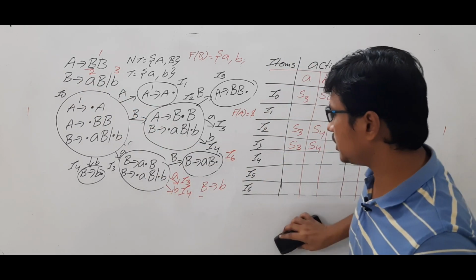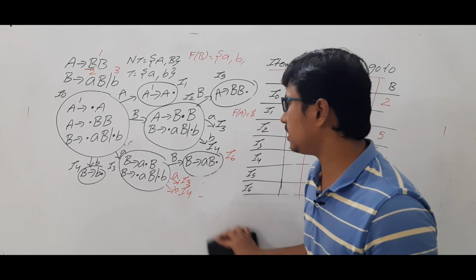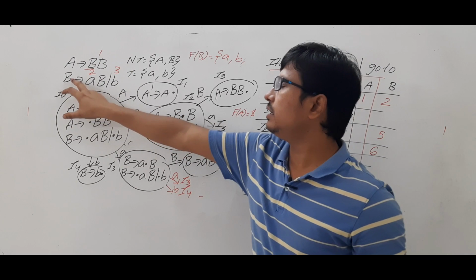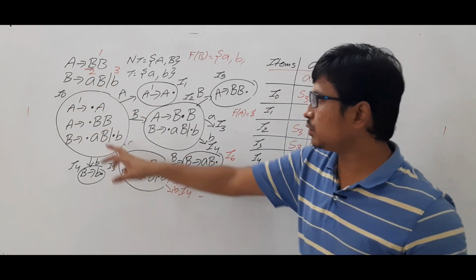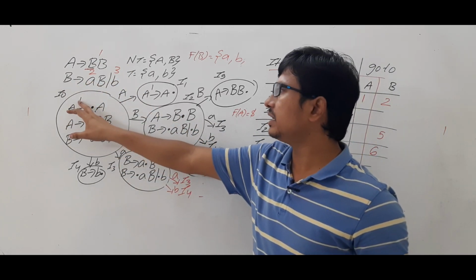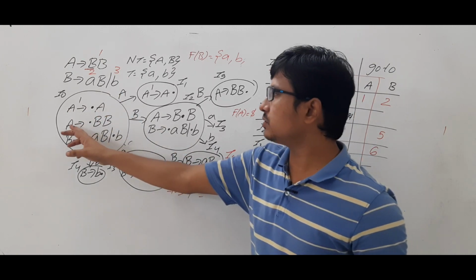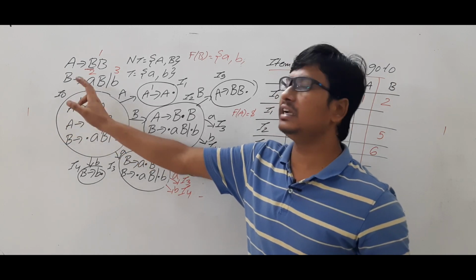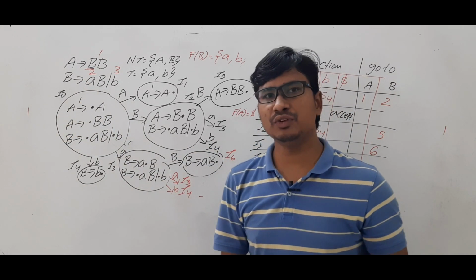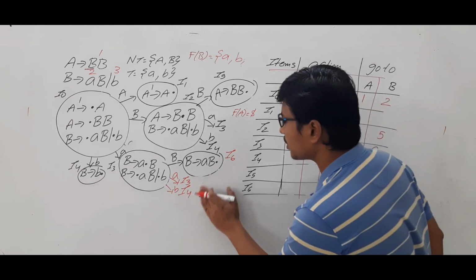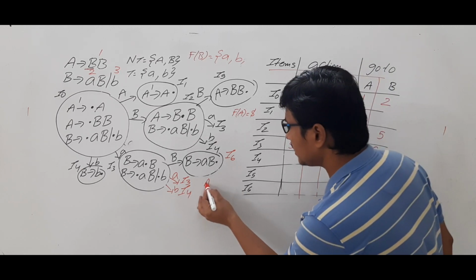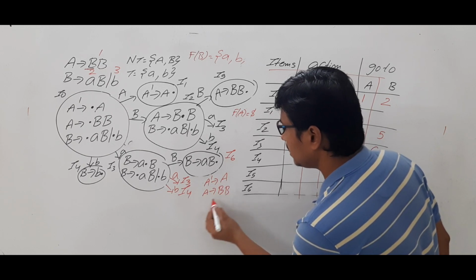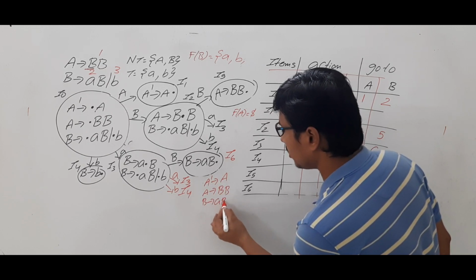Then you can ask me a doubt. What is the doubt, sir? You have taken these productions as A determines BB, B determines aB or b. But you have taken an extra production called A dash determines A. Now how can you say that A is a start symbol? You should say that A dash is your start symbol. Even if you consider like this, look at the grammar. What is the grammar you will get? A dash determines A, A determines BB, B determines aB or b.